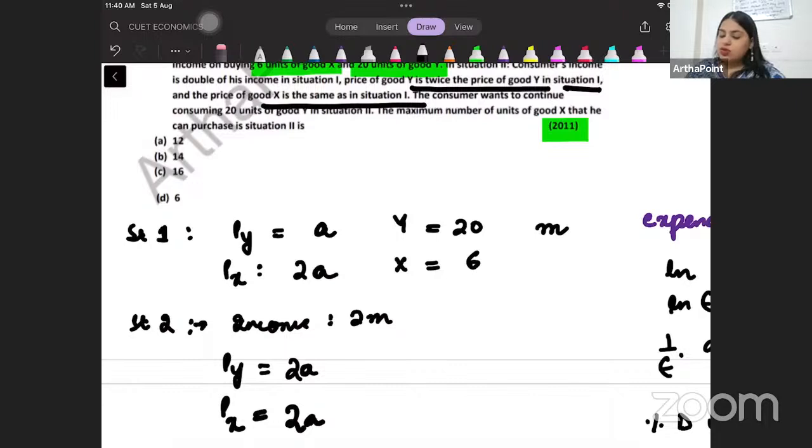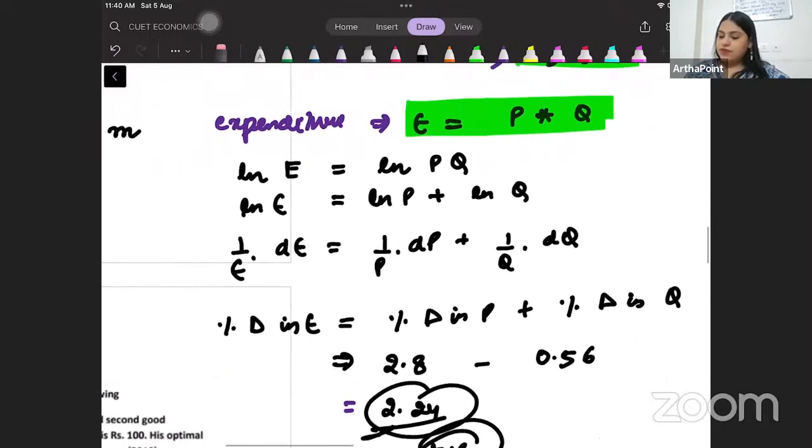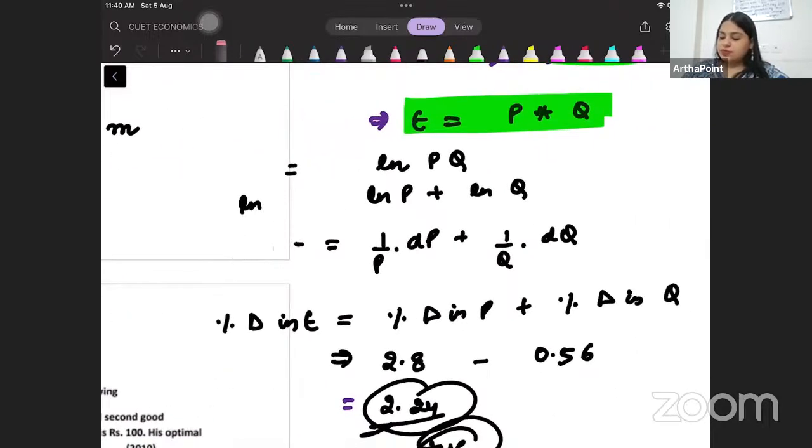The consumer wants to continue consuming 20 units of Y in situation 2. The maximum amount of X the consumer can consume. So I want to have Y as 20 units. It is asking what is X that is possible. Okay, that's the question that we have in hand. So let us go ahead and let us start by finding the budget line first.